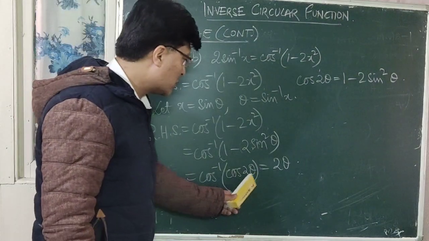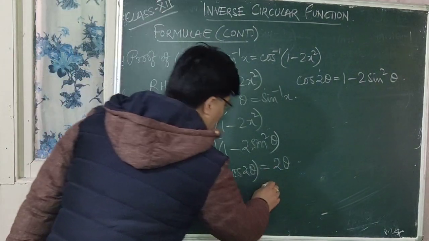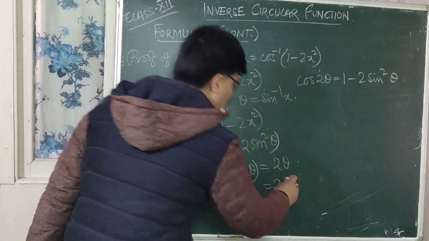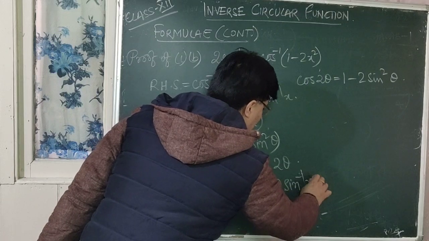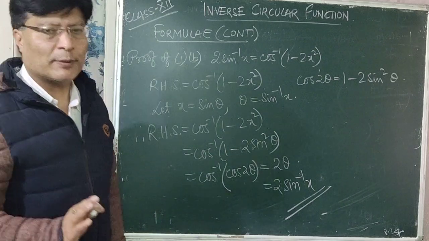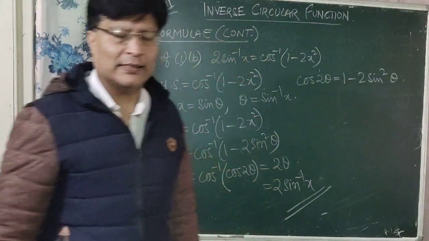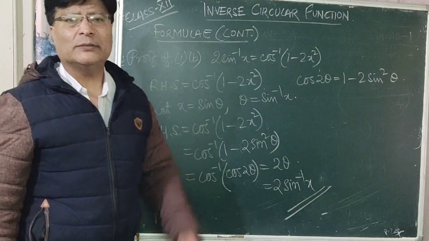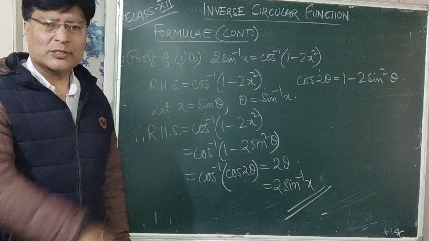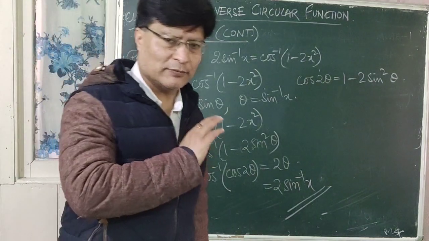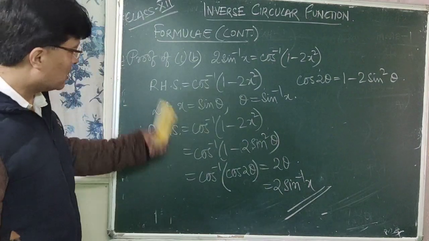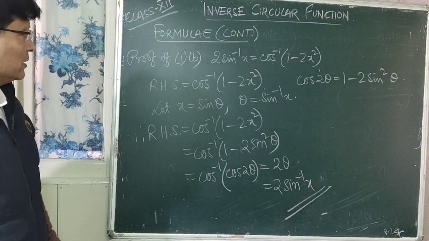So cos inverse cos 2 theta is equal to what? 2 theta is equal to 2 into, now substitute the value for theta. What is the value for theta here? It is sine inverse x. So this is the formula. So you have to remember the formula in both the ways, like 2 sine inverse x is equal to cos inverse within bracket 1 minus 2x square, or what is cos inverse 1 minus 2x square is equal to 2 sine inverse x. So you have to remember the formula from both sides. So is it understood now? So this is the formula.